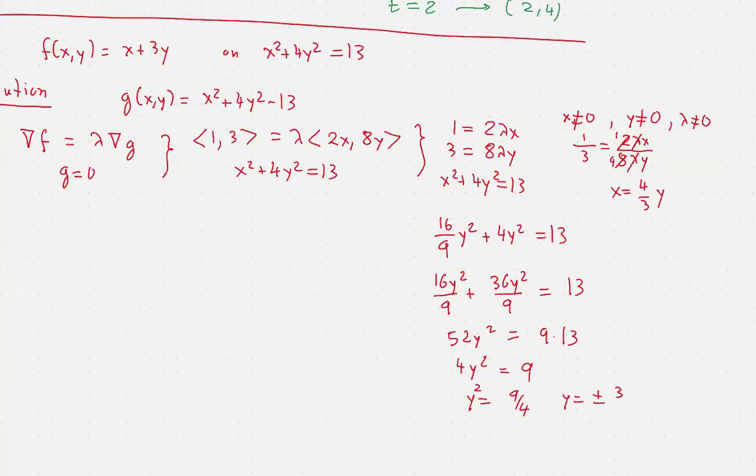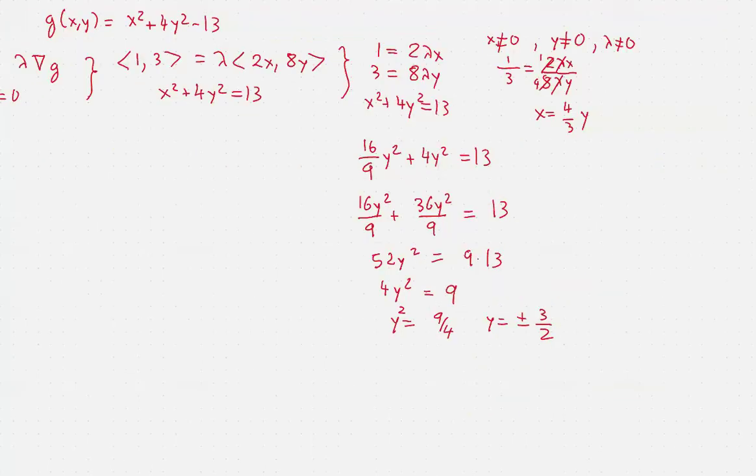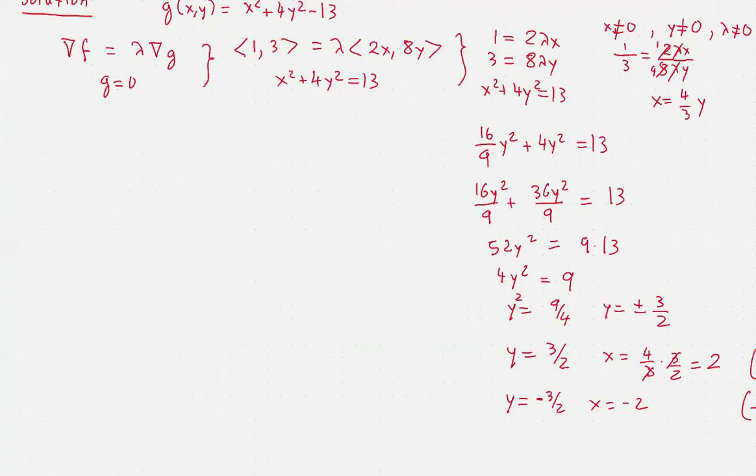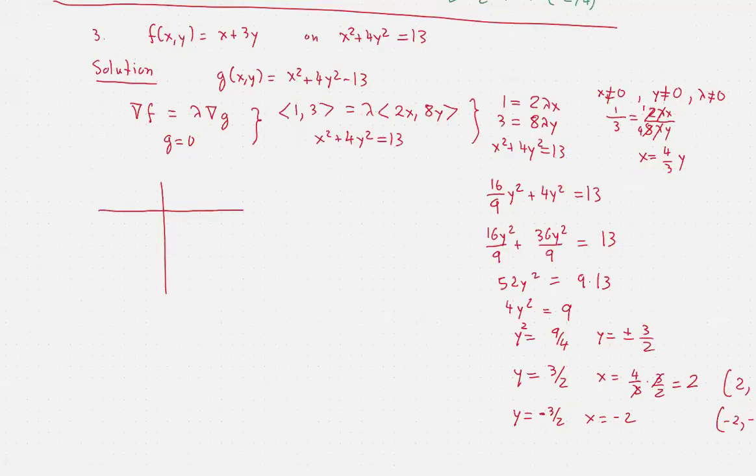If y is equal to 3 halves, then x is going to be equal to 4/3 times 3 halves, which is equal to 2. And if y is equal to negative 3 halves, then x is going to be equal to negative 2. So overall, we get 2 points: 2 comma 3 halves, and negative 2 comma negative 3 halves. The idea is now that we could put these points on a table because we are over a compact domain. So the minimum and the maximum are guaranteed to exist.